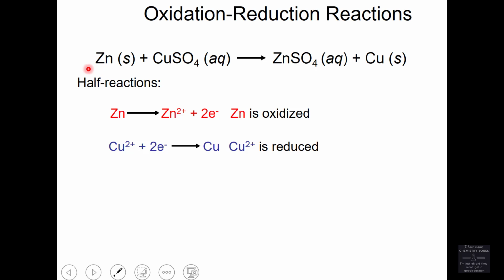So zinc goes from a zinc 0 to a zinc 2+ in zinc sulfate. There's the oxidation half reaction. Copper goes from a 2+ to a 0. Here's the reduction half reaction.